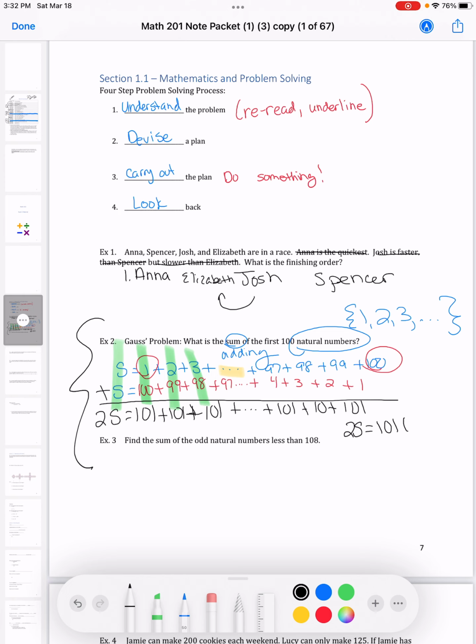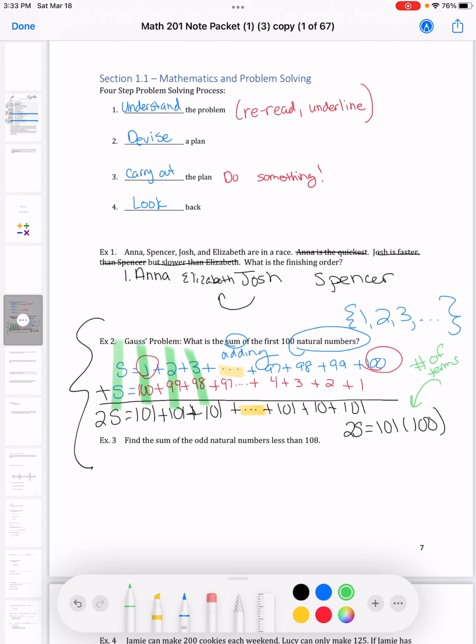In fact, it is 100 of those. This is the number of terms. Whenever I have a whole bunch of adding together, that can be turned into multiplication. Multiplication is in fact repeated addition. For instance, if I had 2 plus 2 plus 2 plus 2 plus 2, that's a lot to write out, so I could just say 2 times 5. I don't want to write out all those 101s. That's why I have the ellipsis right there.